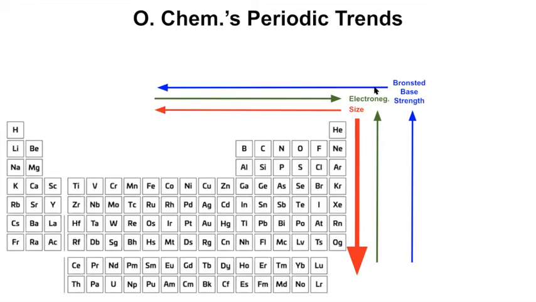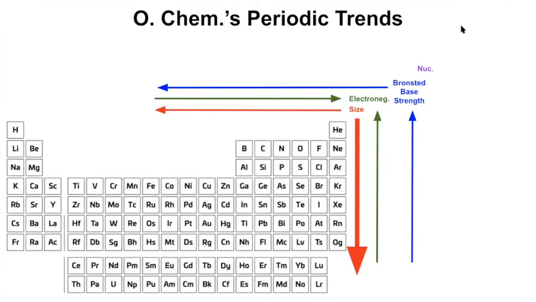And then when you go to the side on the periodic table, as you go this way, you can't handle the negative charge as well in terms of electronegativity because you're less electronegative, and your size doesn't really change much. So your size doesn't really matter that much along the periodic table. So electronegativity wins out. Whereas up and down the periodic table, size changes a lot. So then size determines your base strength.